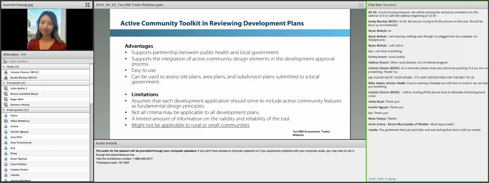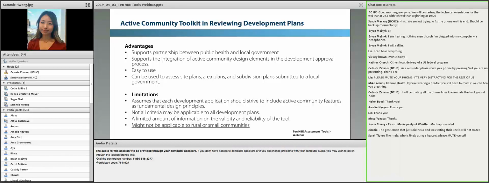So some advantages that we could think of for this tool is that it definitely supports and encourages public health and HBE professionals to work in partnership with local government. It supports active community design elements that can be integrated into development proposals, which is a great time for health to provide a health lens or municipalities to ask health to provide a health lens. It's very easy to use.